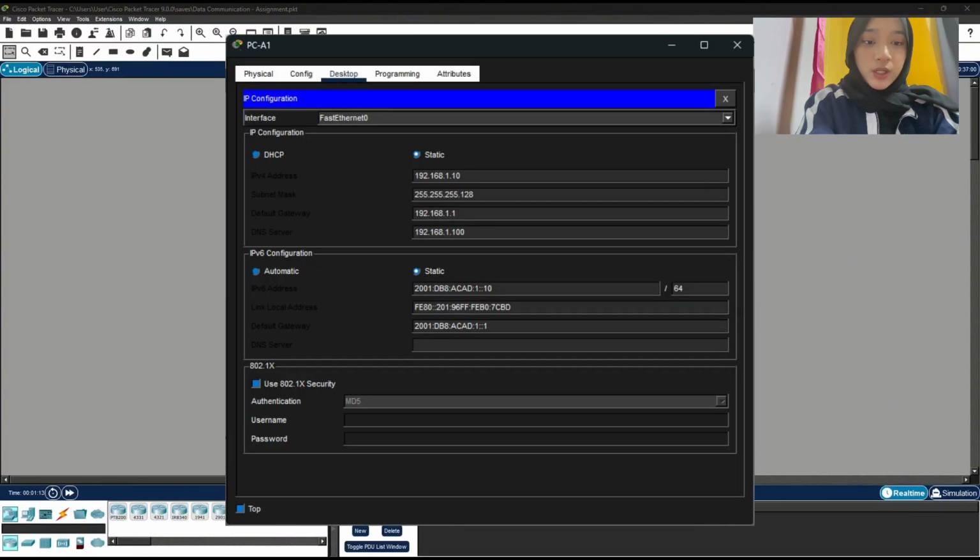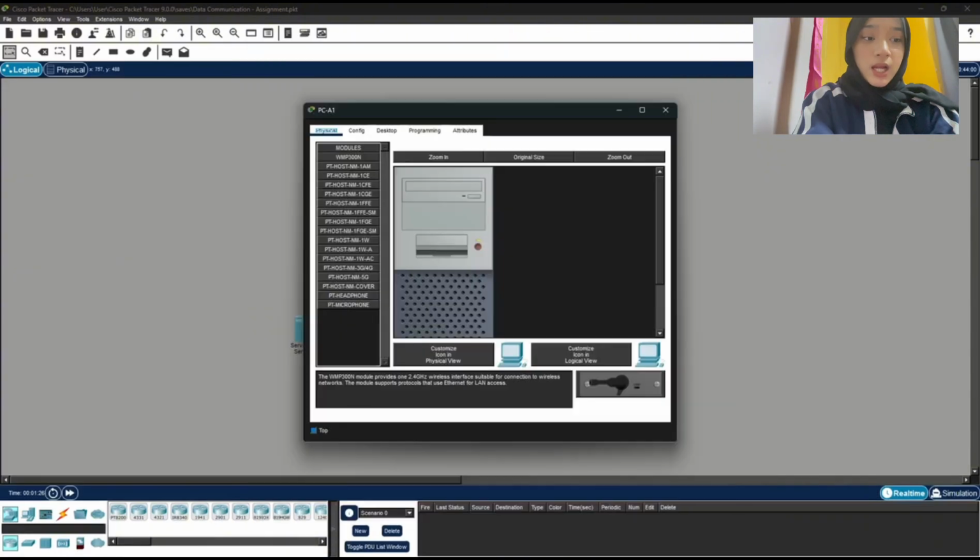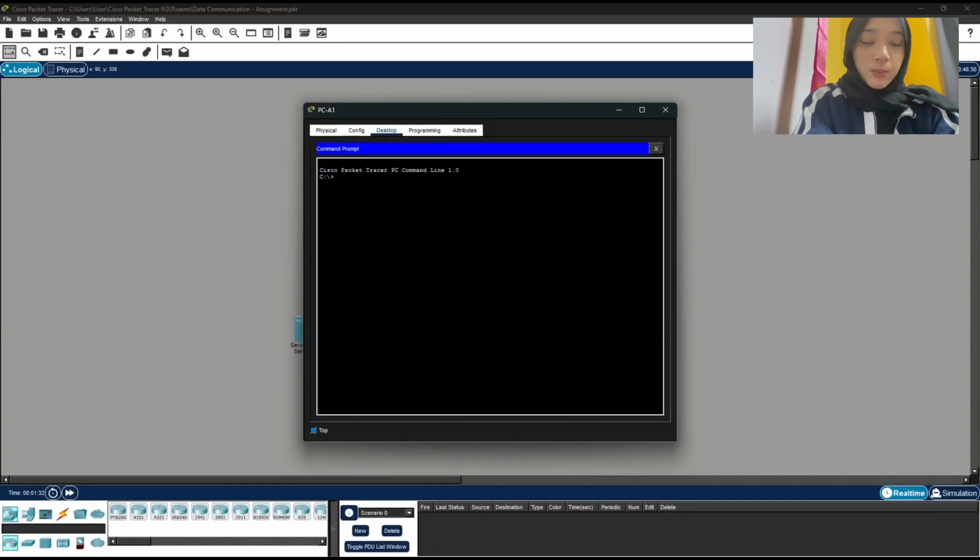And all the PCs were configured with static IPv4 and IPv6 addresses based on the addressing plan. The server was configured with both DNS and also HTTP service. This allows users to access the web page using its IP address or the domain www.gamma.com. And now let's move to the verification of the implementation.